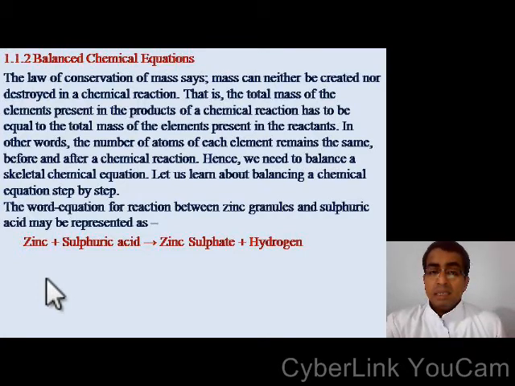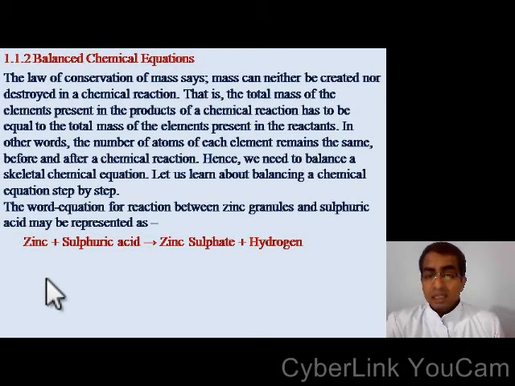Mass can neither be created nor be destroyed in a chemical reaction. That is, the total mass of the elements present in the products of a chemical reaction has to be equal to the total mass of the elements present in the reactants.